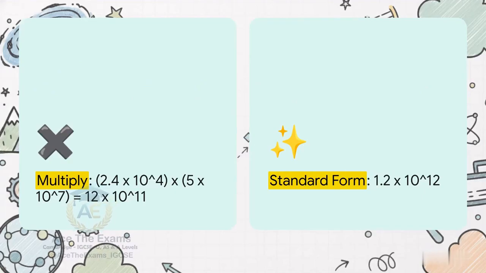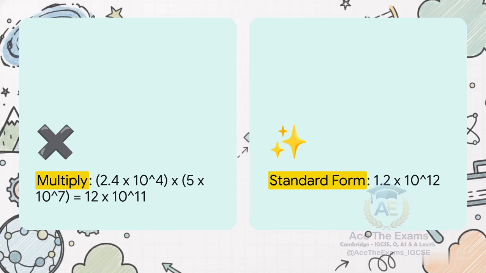Multiplication is a slightly different process, but that same vigilance regarding the golden rule is required. When you're multiplying numbers in standard form, you multiply the front numbers together, and then you use your laws of indices to add the powers of 10. Let's do it. 2.4 times 5 gives us exactly 12, and 10 to the 4th multiplied by 10 to the 7th, we add those powers, 4 plus 7, which gives us 10 to the 11th. So we combine them to get 12 times 10 to the 11th.